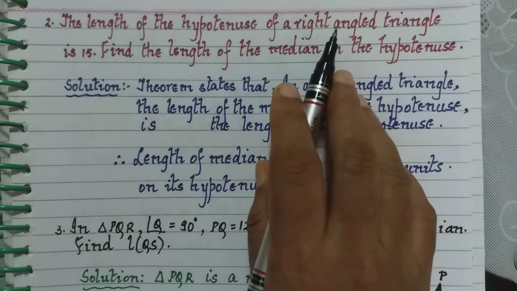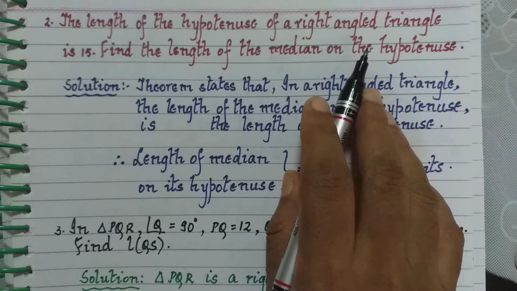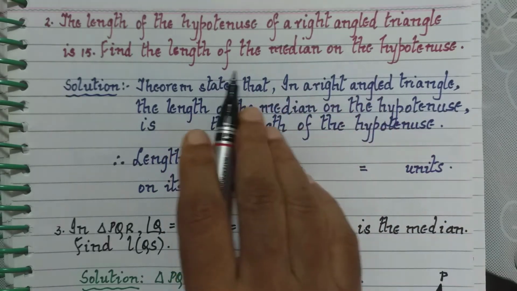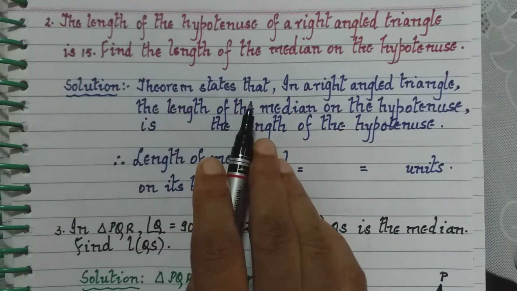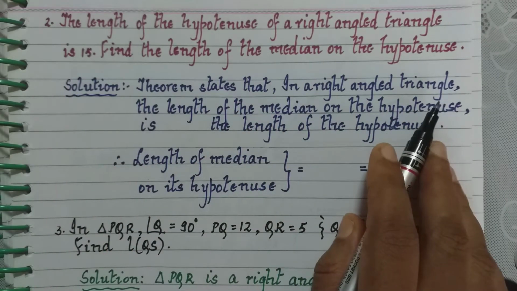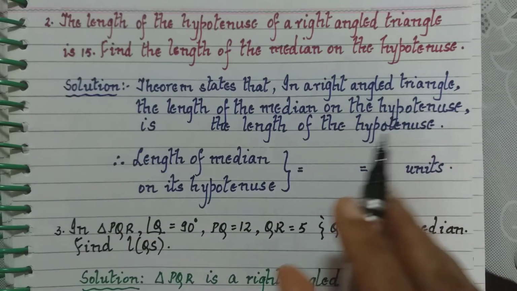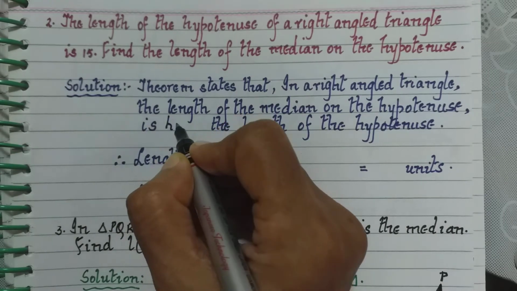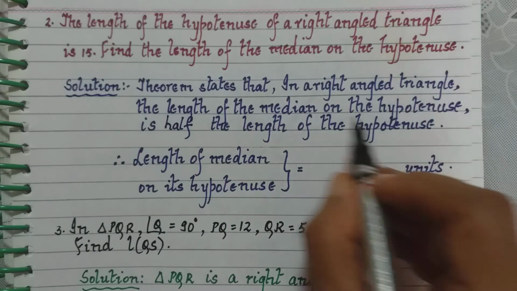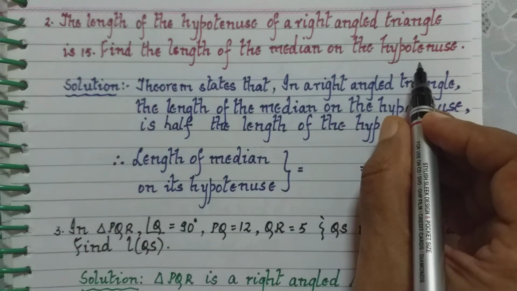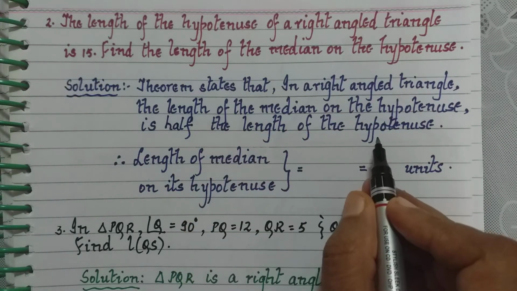Now we know the relation between the length of the hypotenuse of a right angle triangle and the length of the median on the hypotenuse. How do we know? By the theorem which states that in a right angle triangle, the length of the median on the hypotenuse is half the length of the hypotenuse. And they have asked the length of the median on the hypotenuse. What is it? It is half the length of the hypotenuse.